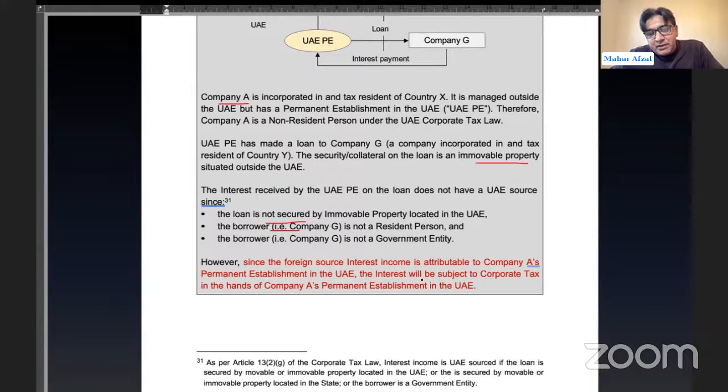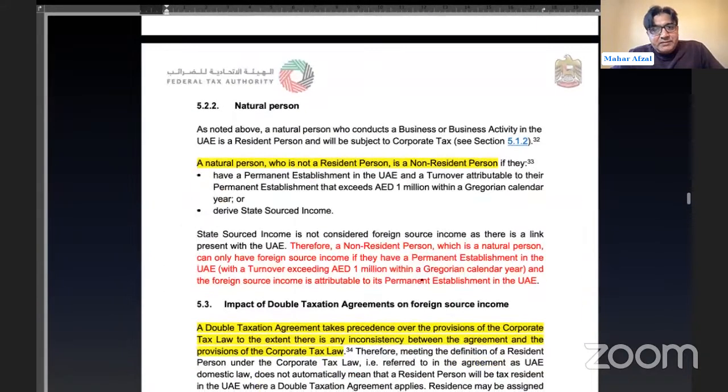This is a very simple example. The UAE PE of the non-resident person has given a loan out of the UAE. That loan is not UAE sourced income. This is foreign source income. And if there is any tax withheld on this foreign source income outside the UAE, then the UAE PE of the non-resident person will be able to take the foreign tax credit.